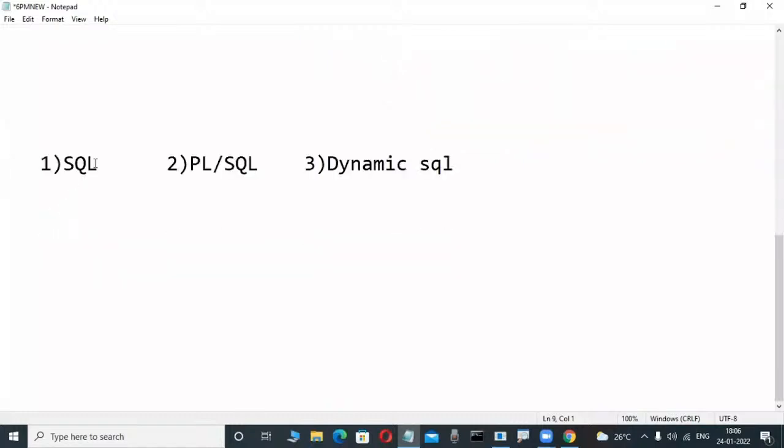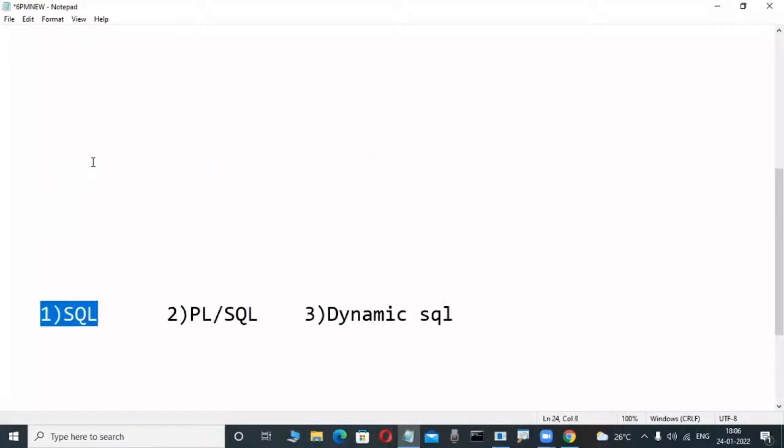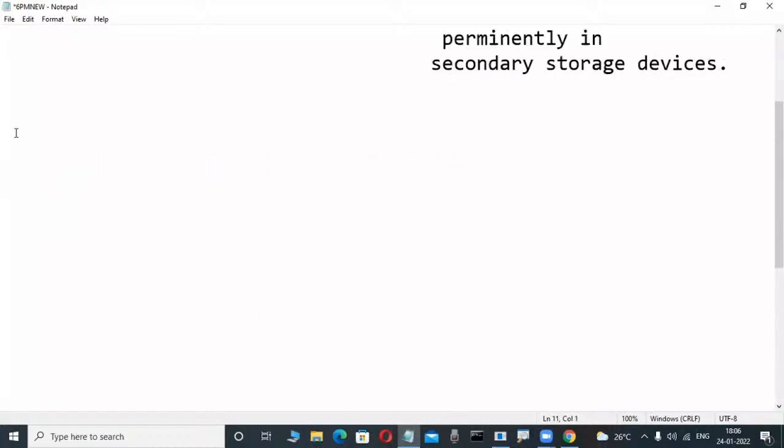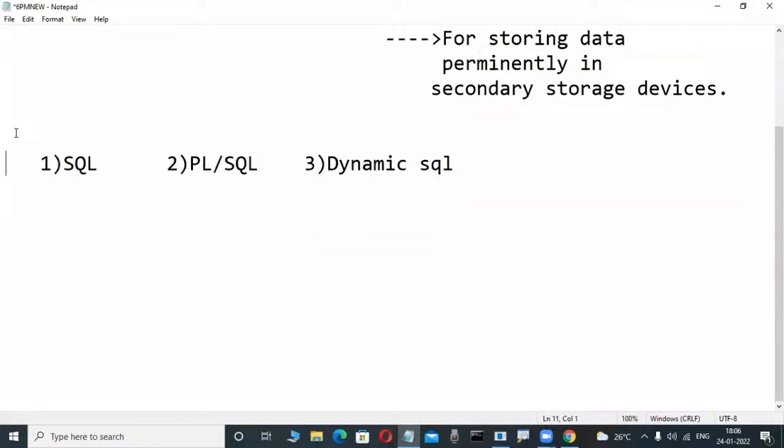Today I will tell you. For operating these data model products, we use SQL. But unfortunately, to operate the Oracle database product, we use three languages. One is SQL, another is PL/SQL, and another is dynamic SQL. Up to this point we learned in the previous classes.